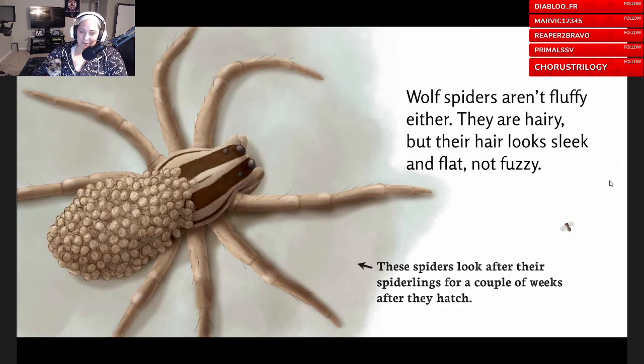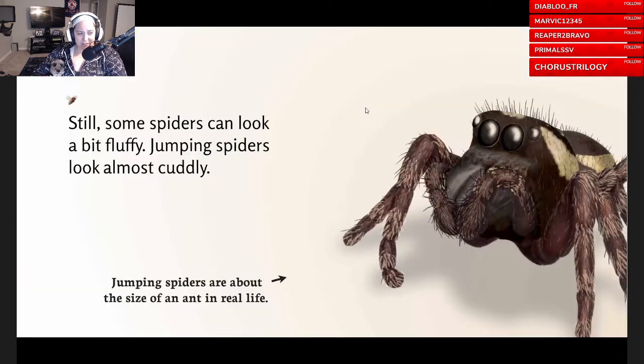Wolf spiders aren't fluffy either. They are hairy, but their hairs look sleek and flat, not fuzzy. These spiders look after their spiderlings for a couple weeks after they hatch. Still, some spiders can look a bit fluffy. Jumping spiders look almost cuddly.